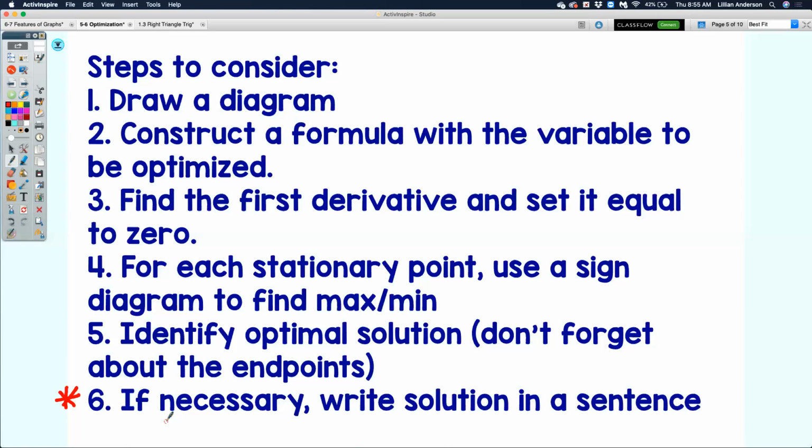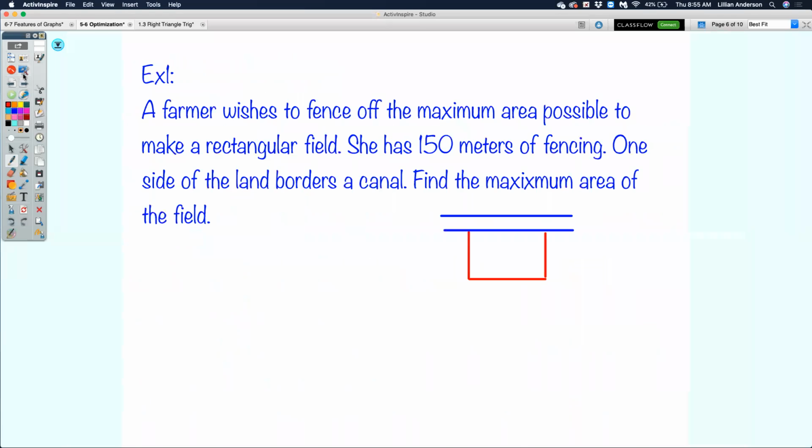So we're going to go ahead and do a few practice problems today. So here's your first example. I'll give you guys a second to write it down. Again, this is the first of 4 examples that we have today.